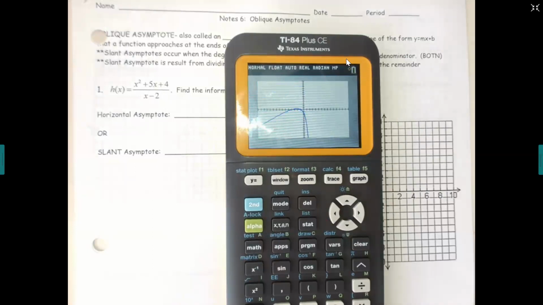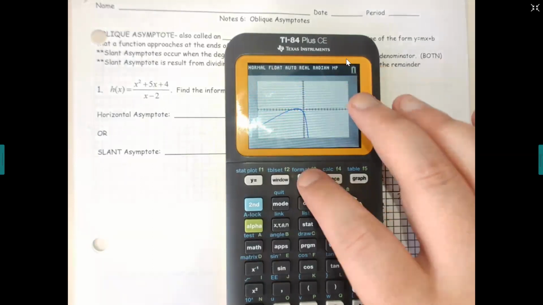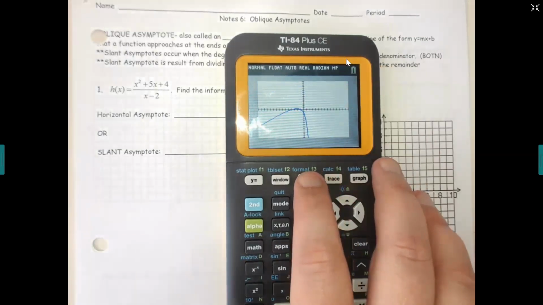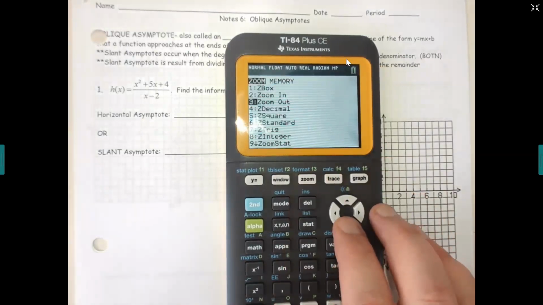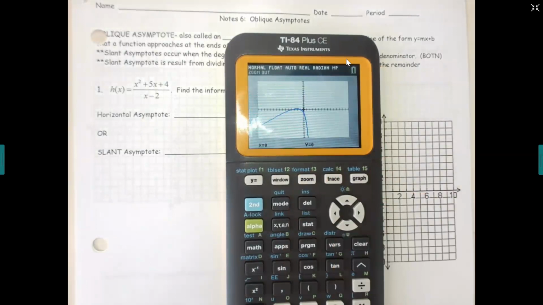So do we know how to zoom out? Yeah. So zoom right here. You're going to go down to the out option. Then you're going to have to push enter one more time for it to actually do it. So if you want to watch here, it's zoom, go down to out, and then you have to push enter one more time. So bloop. And now you can see the whole graph coming.